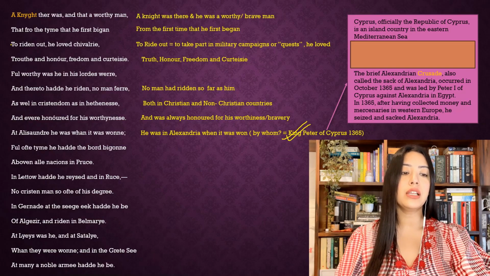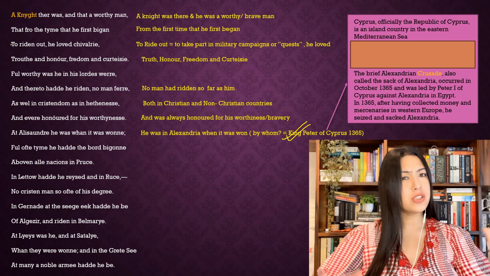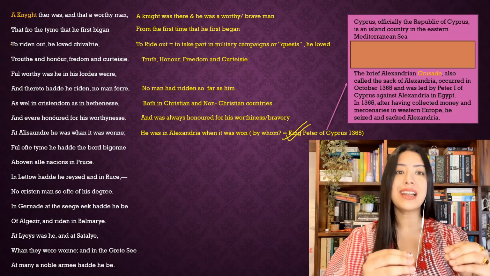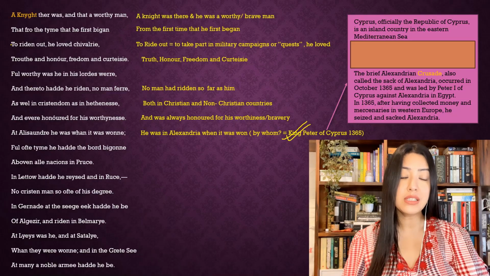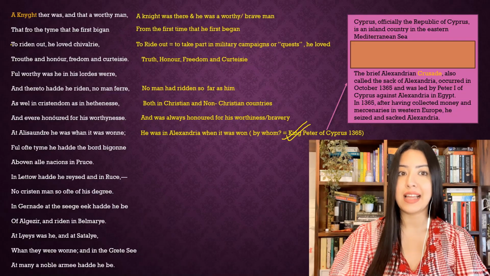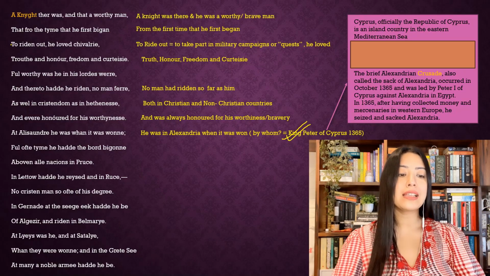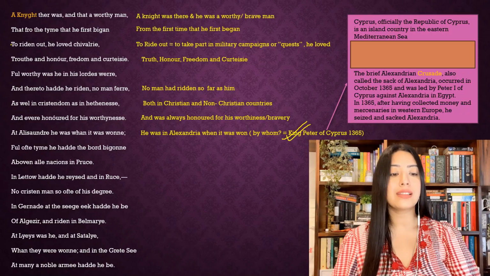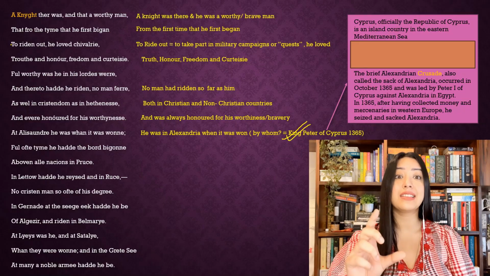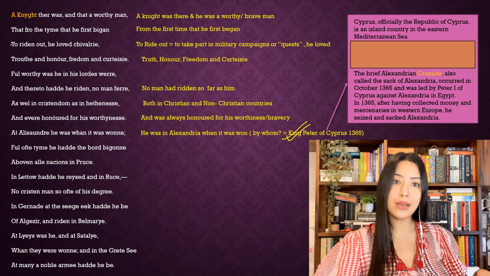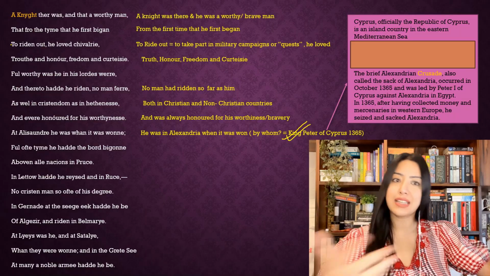So Cyprus, officially the Republic of Cyprus, is an island country in the Eastern Mediterranean Sea. At that time there was a king whose name was King Peter of Cyprus. He is the one who actually attacked Alexandria. So he attacked and he looted Alexandria. The brief Alexandrian crusade, also called the sack of Alexandria. I think you have heard of the word ransacked. Ransacked means you attack a place and you don't settle there, you actually loot the place as much as you can. You just sack Alexandria.